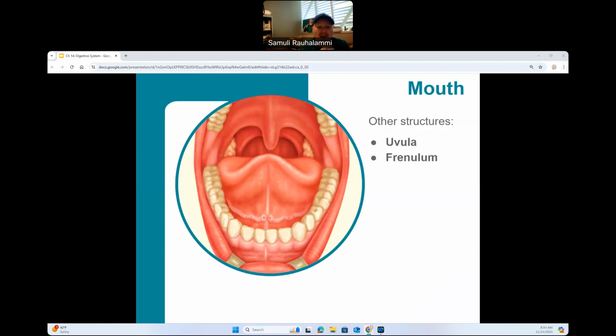I also wanted to highlight from this diagram the uvula. This is continuation of the soft palate, the dangly bit at the very back, and like I said, it plays an important role in the swallowing process.